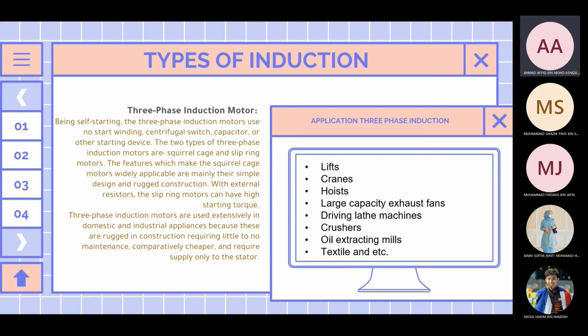Three-phase induction motors are used extensively in domestic and industrial appliances because they are rugged in construction, require little to no maintenance, are comparatively cheaper, and require supply only to the stator. Applications of the three-phase induction motor are lifts, cranes, hoists, large capacity exhaust fans, driving lathe machines, crushers, oil extraction mills, textile mills, and more.